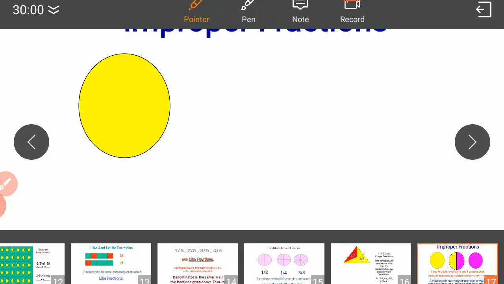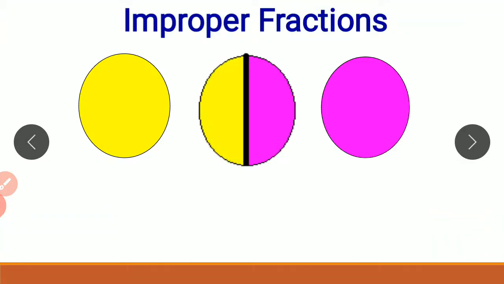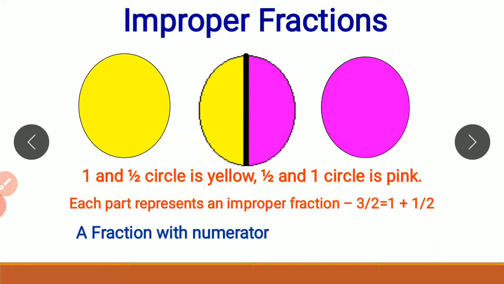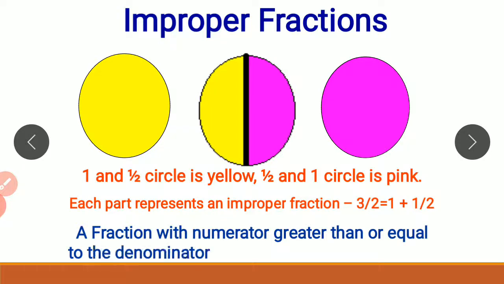You can see some pictures here too. 1 and 1 by 2 circle is yellow. Here one circle is yellow and here 1 by 2 circle is yellow, and one circle is pink here. And each part represents an improper fraction, that is 3 by 2, 1 plus 1 by 2.